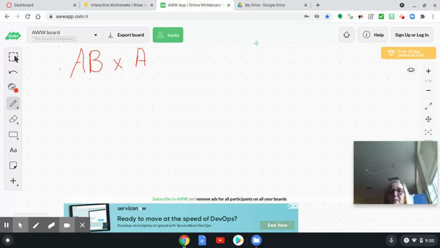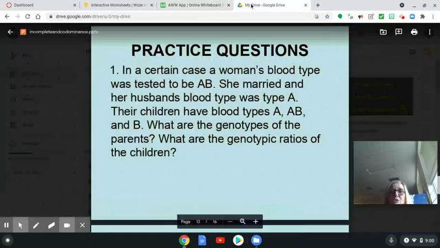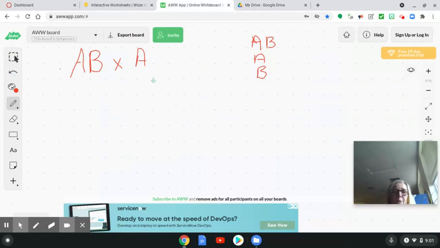So I believe the blood types of the kids were, I think they were AB, A, and B. Let me check that to make sure. A, B, and A. Yeah, good deal. All right, so I'm going to go with an O and see what we come up with. This may be totally wrong, but I think it's right.